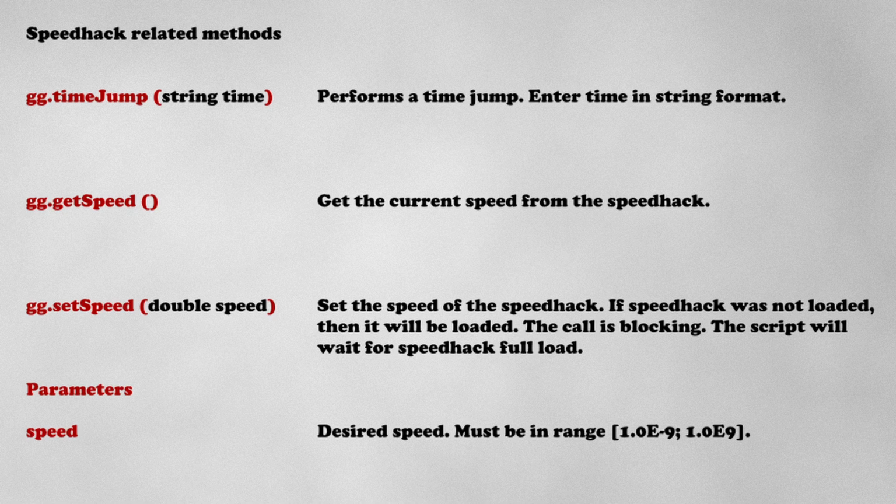Speed hack related methods. gg.timeJump(string time) performs a time jump. Enter time in string format. gg.getSpeed gets the current speed from the speed hack. gg.setSpeed(double speed) sets the speed of the speed hack. If the speed hack was not loaded, then it will be loaded. The call is blocking. The script will wait for the speed hack to fully load. Parameters: speed, desired speed. Must be in the range 1.0e-9 to 1.0e9.